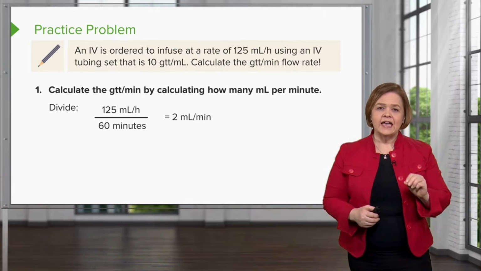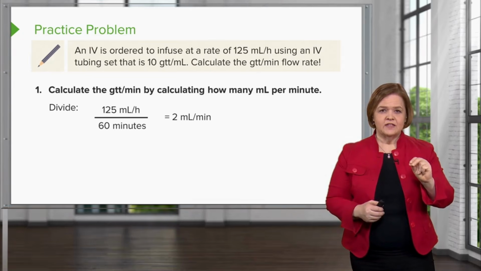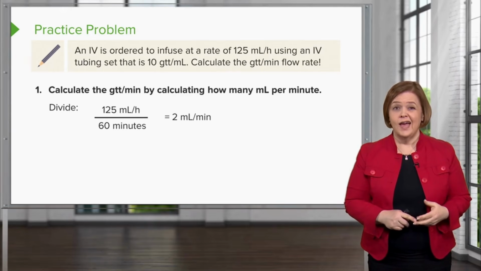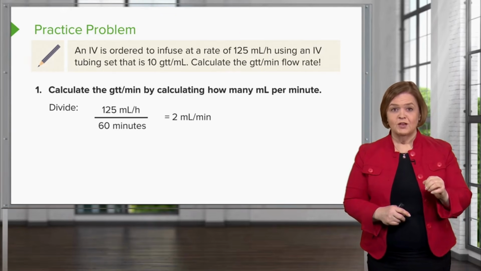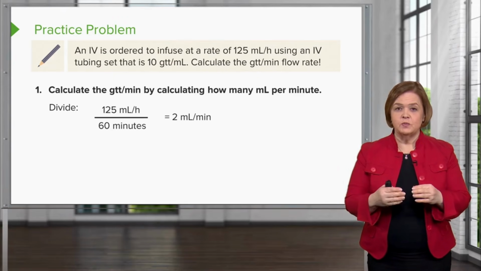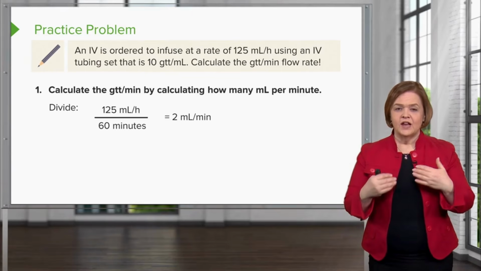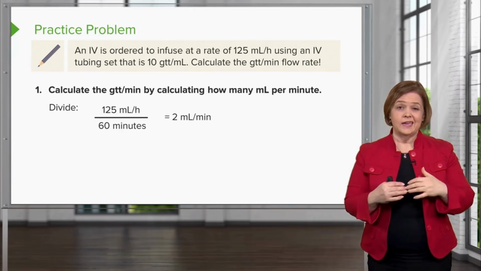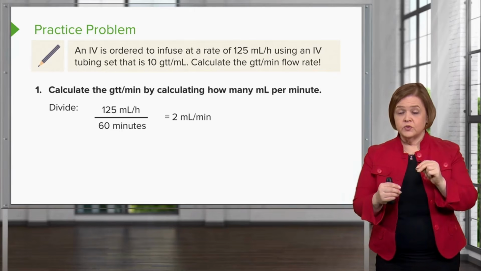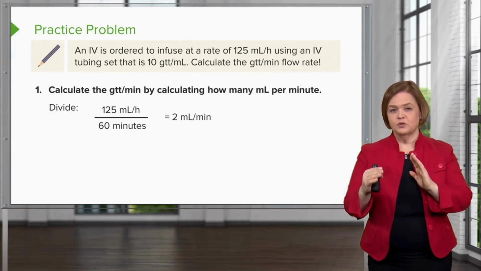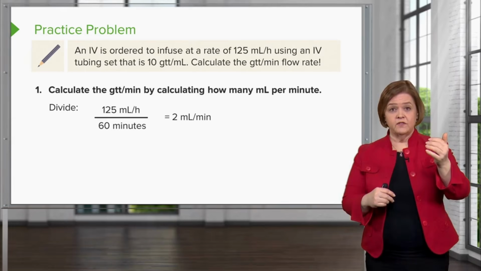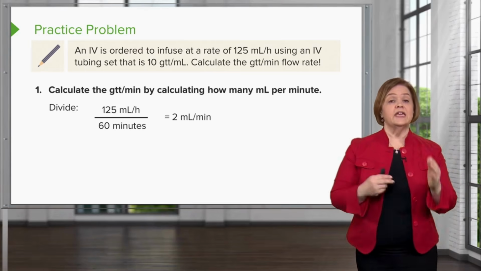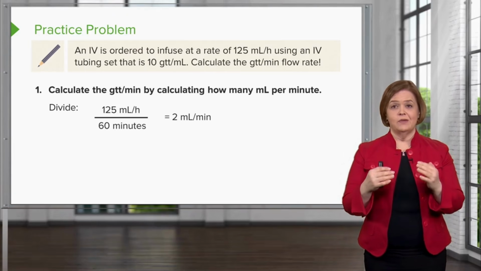Now wait a minute. I know that 125 divided by 60 isn't a perfect 2. But remember, we're doing this manually. We're counting drops. I can only count whole drops. So you're going to want to be very careful and know that I can't give 2.5 drops a minute. When I'm counting it using only my eyes, I can only count whole numbers of drops. I can't count 2.5 drops. I can't count 2.26 drops. I can only count 2 or 3. But since I've divided this 125 by 60, I know I'm going to go for 2 milliliters a minute. Okay, so you're going to calculate the drips per minute by calculating how many mils per minute, right?